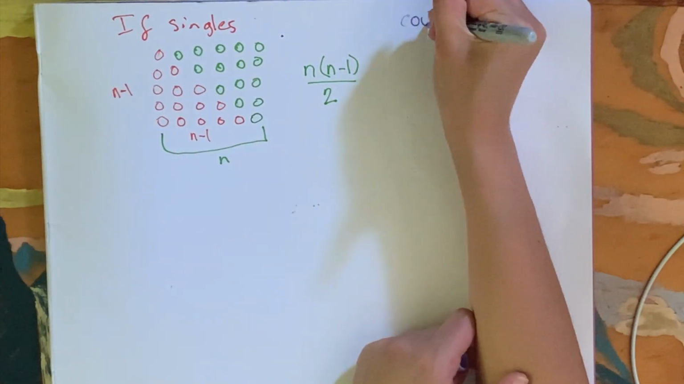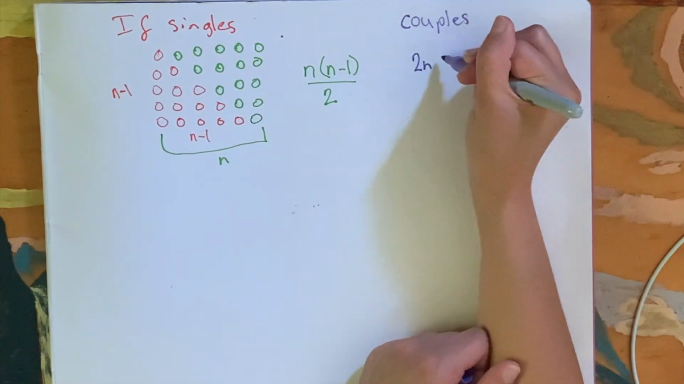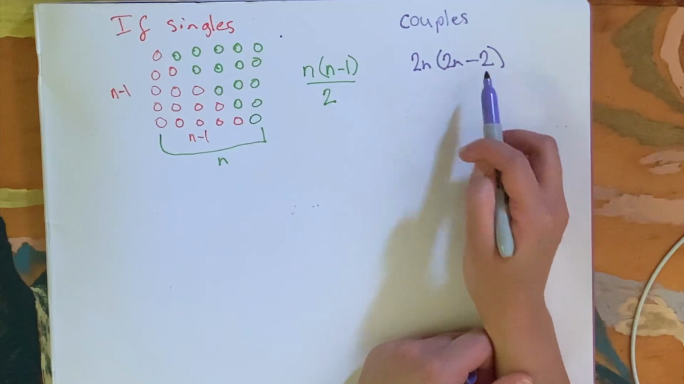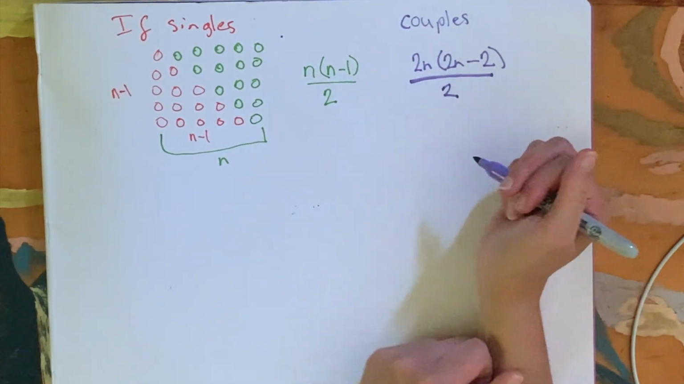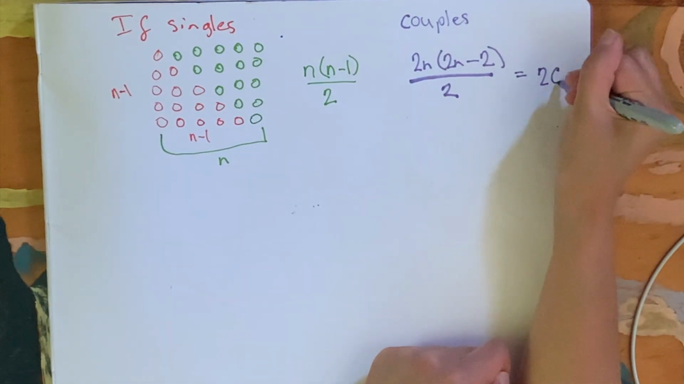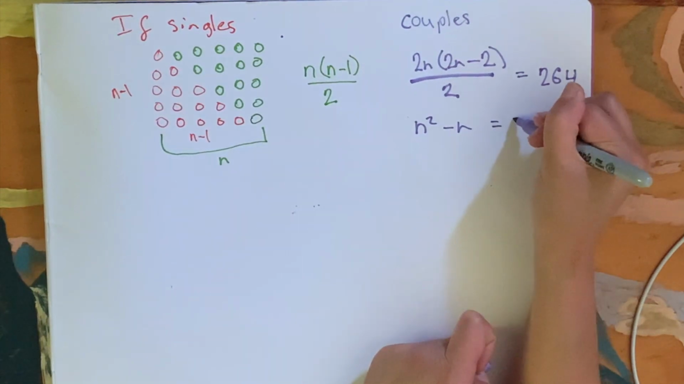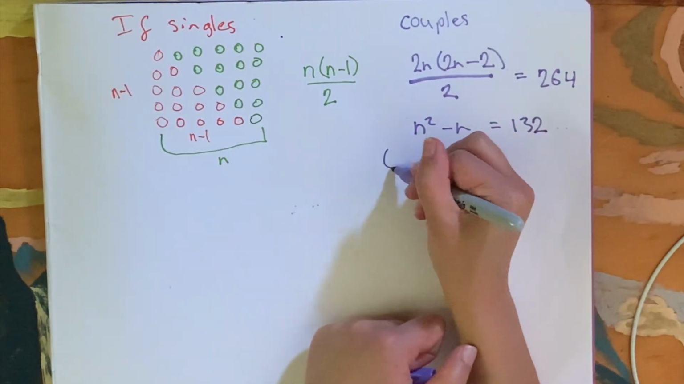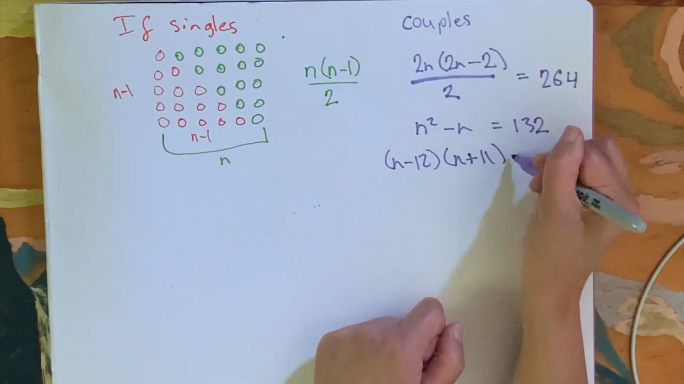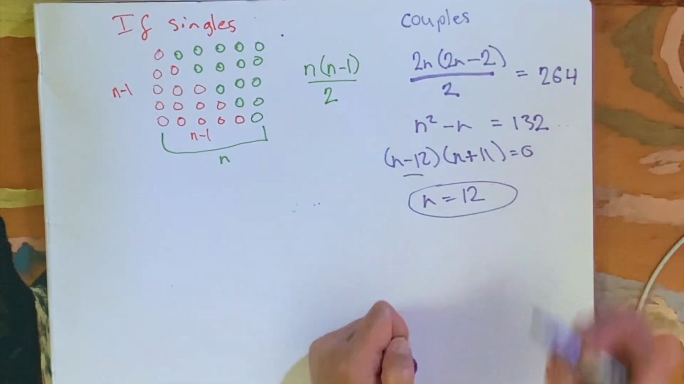Now let's see how it works in the couples version. If the number of couples is n, then we now have 2n guests, and they're all shaking the hands of all but 2 of the guests, themselves and their spouse. So if there were 264 handshakes, we can figure out how many couples were involved. Let's multiply out this expression and divide by 2. We can factor and get (n-12)(n+11) equal to 0. We know that the number of couples has to be positive, so there are therefore 12 couples attending.